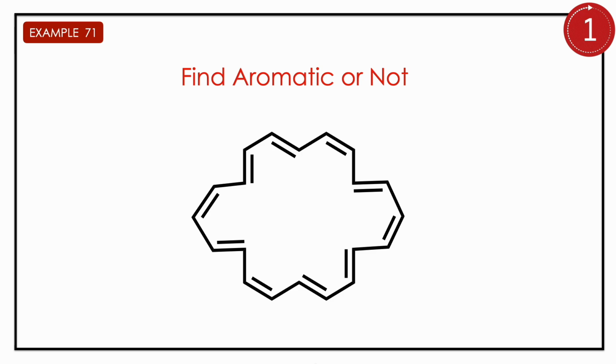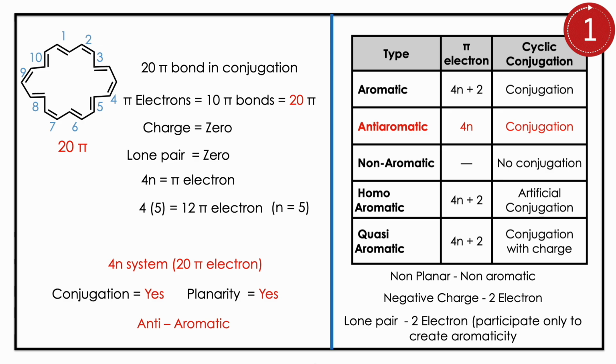Then the next example. You have a macrocyclic compound, which is technically annulene, connected through alternate double bonds and single bonds. You should find whether the given compound is aromatic or not. While analyzing it, we should count the pi bonds. Here there are 10 pi bonds in total, so 20 pi electrons. There is no charge, no lone pair.